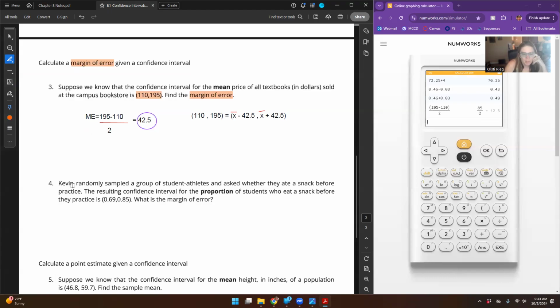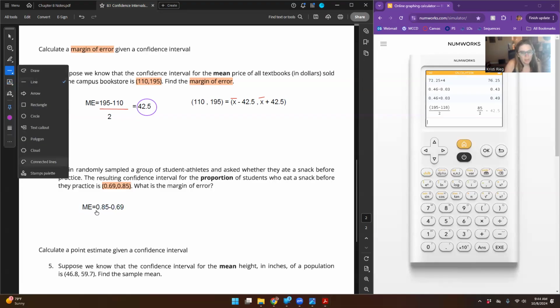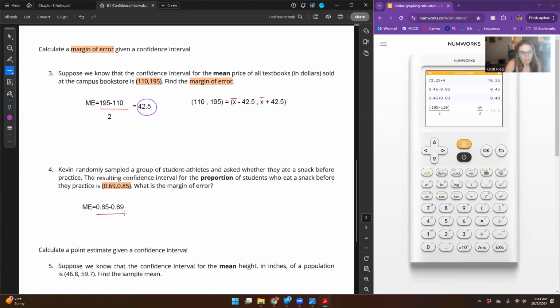Kevin randomly sampled a group of student athletes and asked whether they ate a snack before practice. The resulting confidence interval for the proportion of students who eat a snack is this right here. Again, everything's between 0 and 1 because we're talking about proportion, but other than that rule, everything else is the same. So margin of error is going to equal our biggest number minus our smallest number, and then divide by 2. It has to be the biggest one first because it has to be positive.